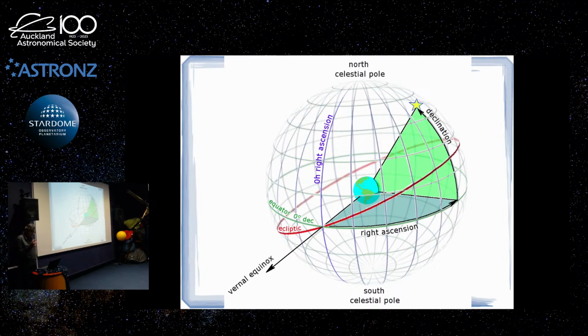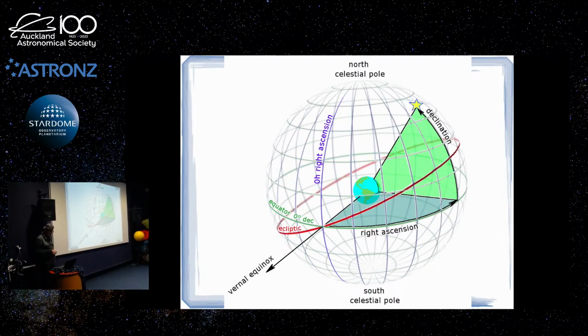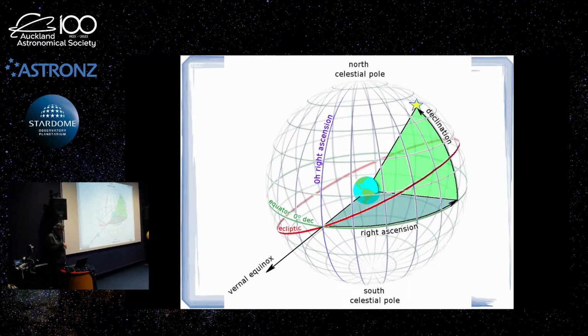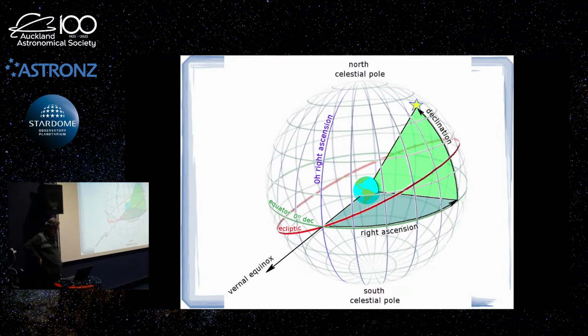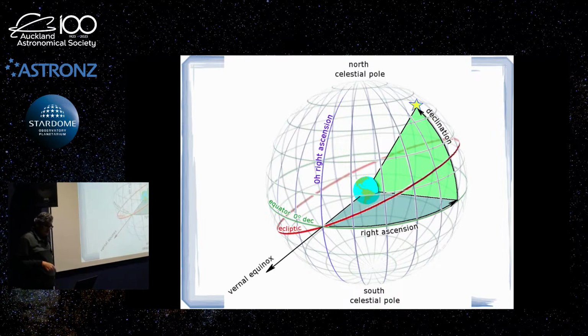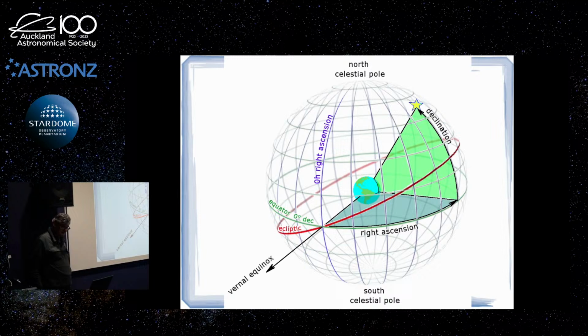The declination's pretty easy to understand because it's just the Earth's latitude projected onto the sky. So if you're sitting on the equator, the celestial equator is directly above your head, and that's declination 0. If you're at either pole, it's plus 90 degrees for the North Pole or minus 90 overhead if you're at the South Pole. So it's pretty straightforward. Whatever latitude you're at, directly overhead is basically the declination of your latitude.